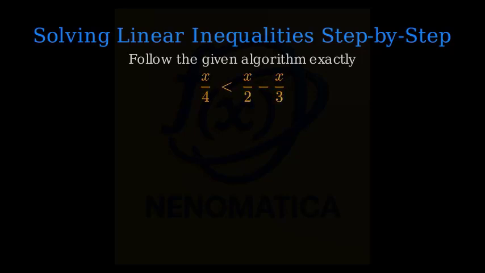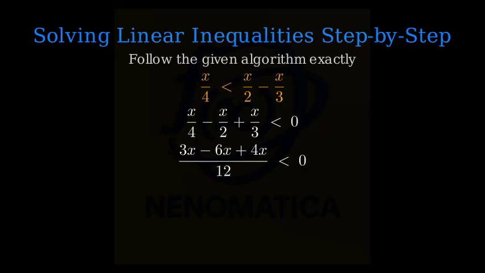Step 1. Move all variable terms to the left and everything else to the right, changing signs as needed. Step 2. Combine into a single fraction with common denominator 12. Step 3. Simplify the numerator. Step 4. Rewrite as 1/12 times x less than 0.